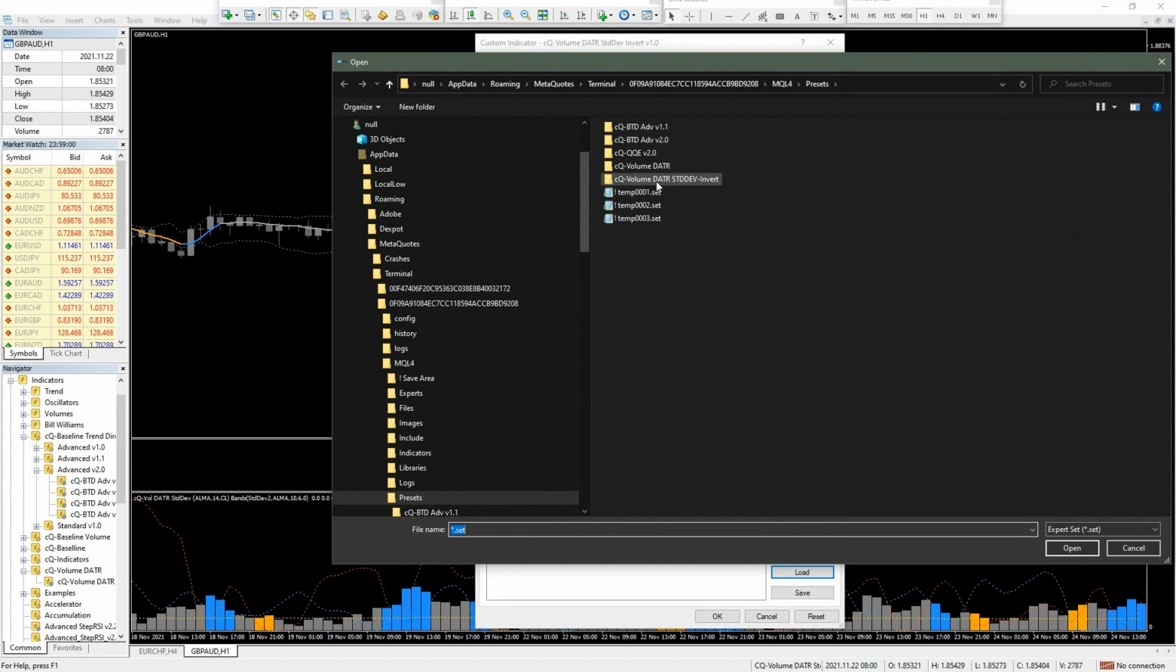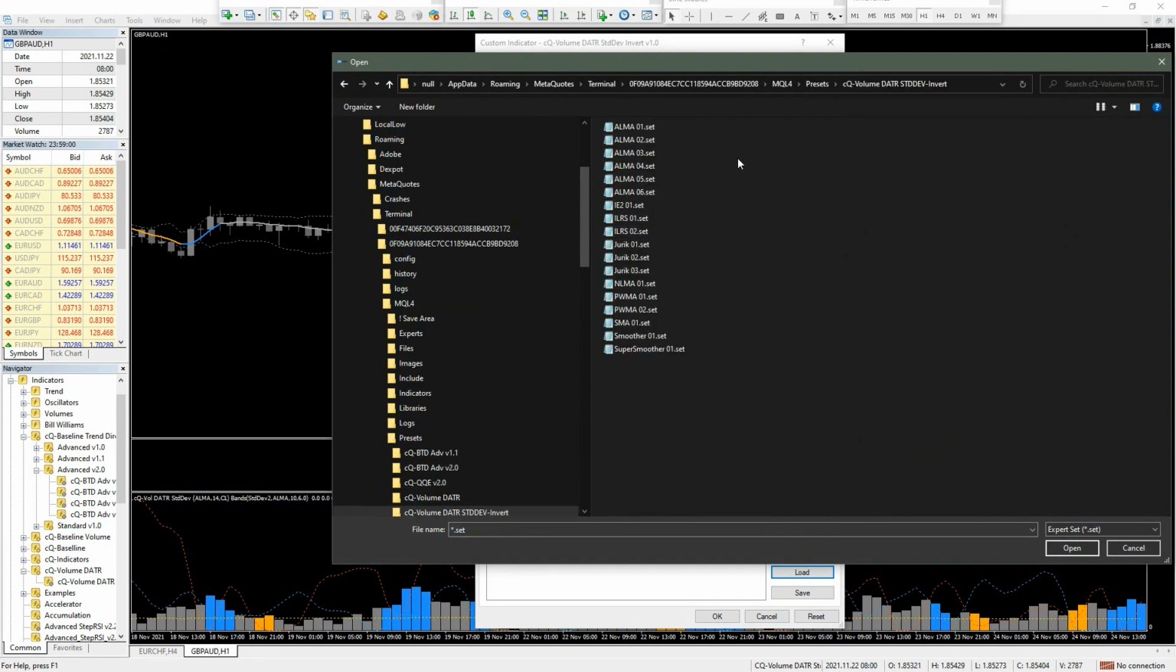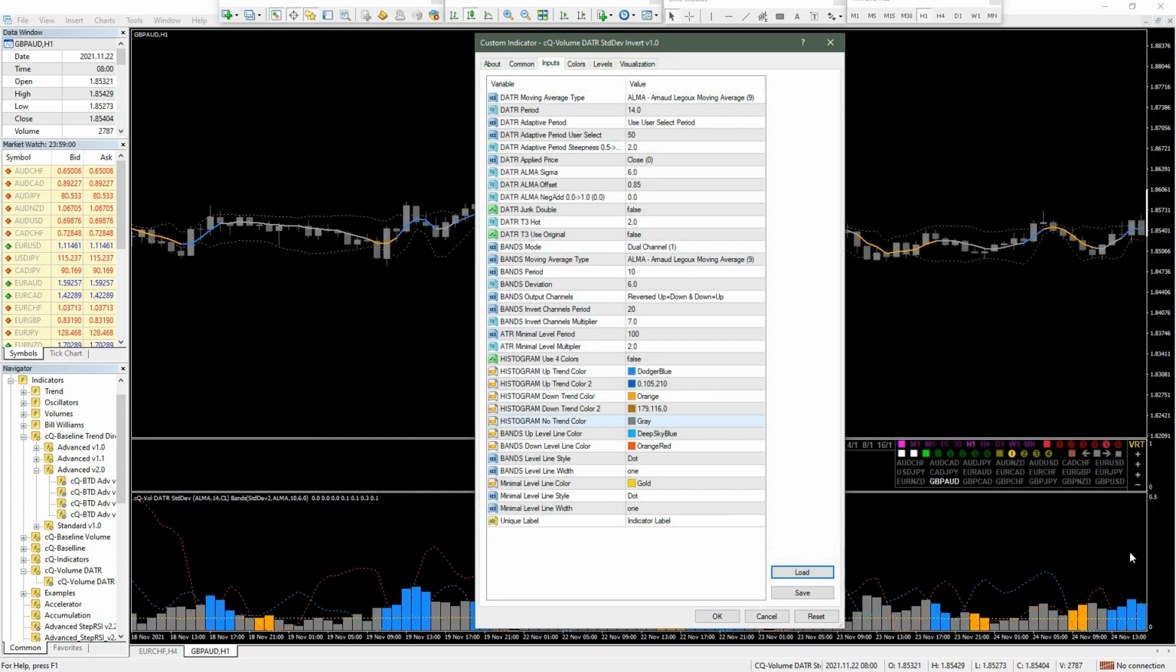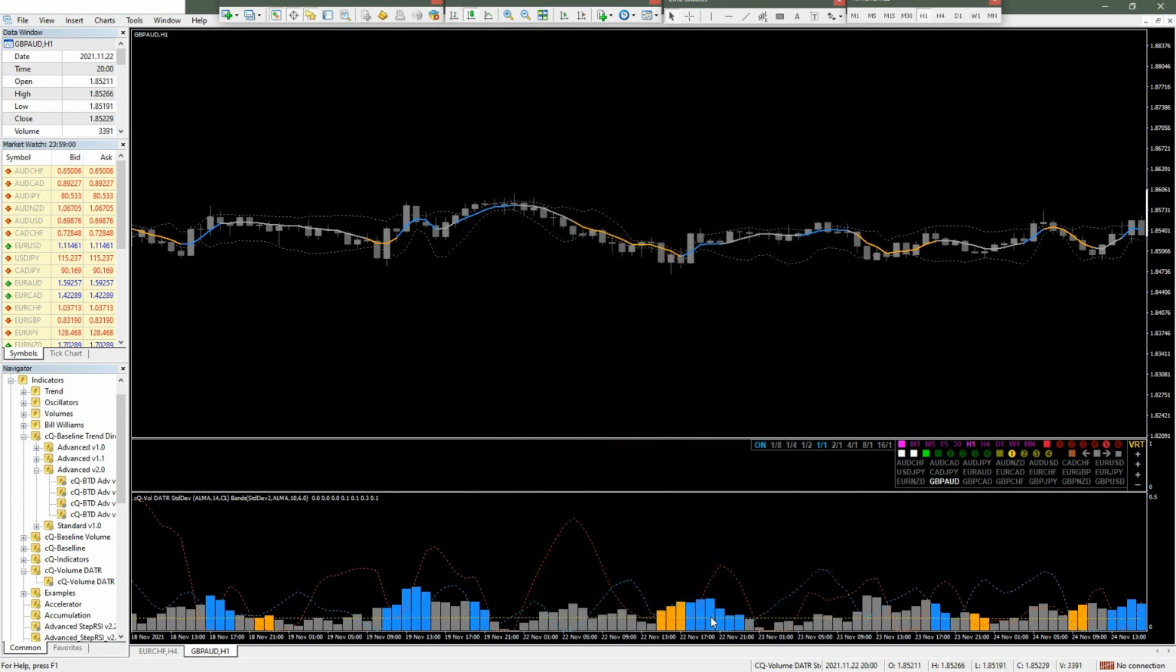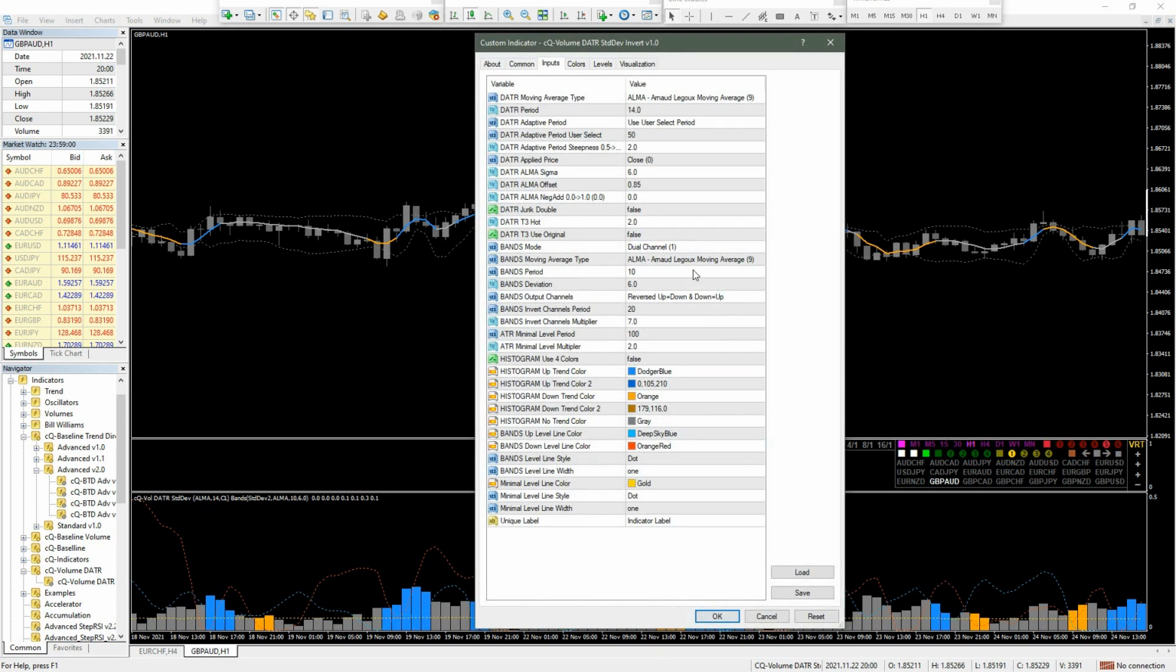I have a number of presets. I just went through and started making some. I didn't put any other indicators on it other than probably this baseline. You could stick your baseline on there. You can load one of these presets, which will be in the zip file, and then you can go in and change things from there.